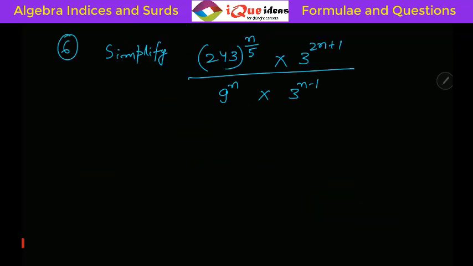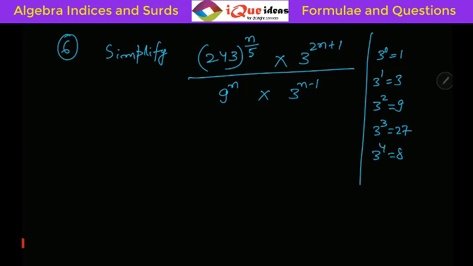Now the next question says, simplify this expression. Here we will be using the powers of 3. If you remember, 3 raised to the power 0 is 1, 3 raised to the power 1 is 3, 3 raised to the power 2 is 9, 3 raised to the power 3 is 27, 3 raised to the power 4 is 81, 3 raised to the power 5 is 243. In the exam, you don't have to write all these values. You can just see them directly, that's why I've written the values here.